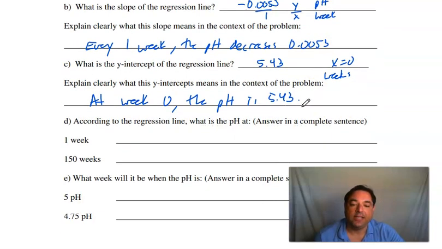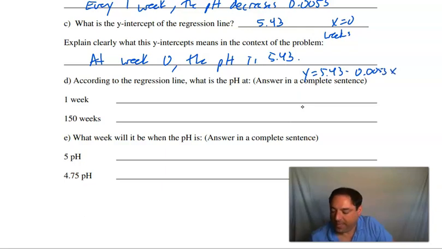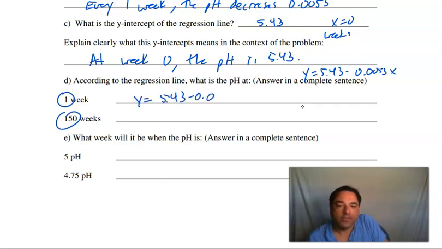Now, we're going to use that line to answer the next questions. Remember, our line was y equals 5.43 minus 0.0053x. So, in the first examples, we're given weeks, so they're going to go in for x. Now, you can type that in the calculator, or we can use the table. Both ways are good. I'll show you both.